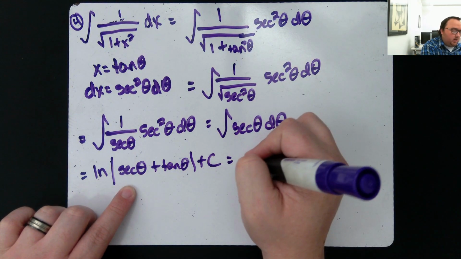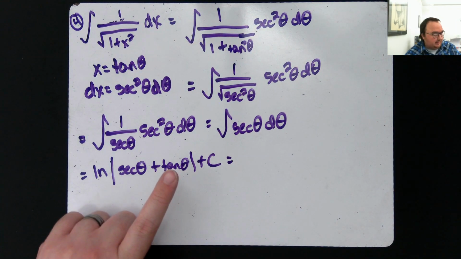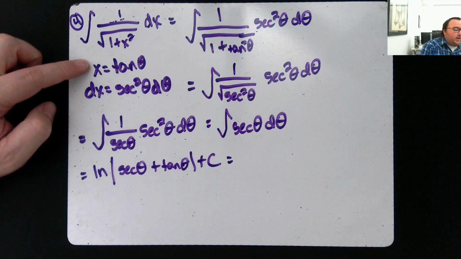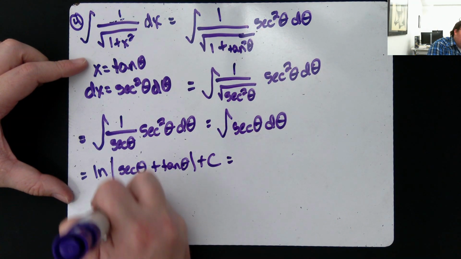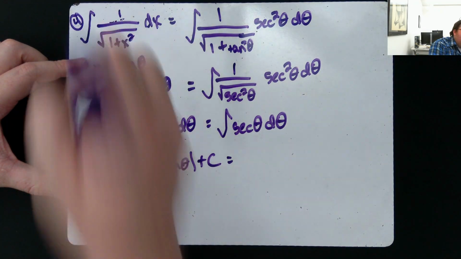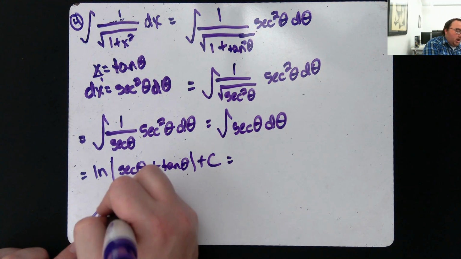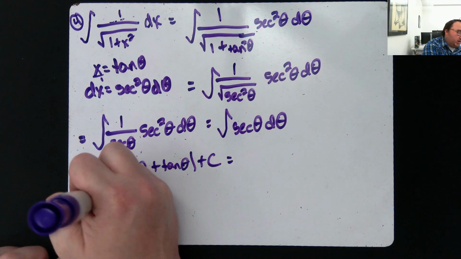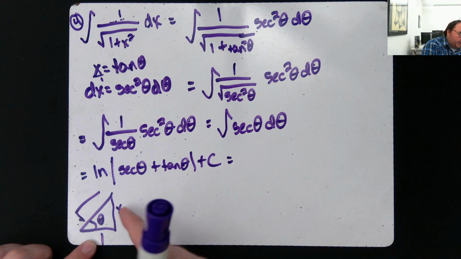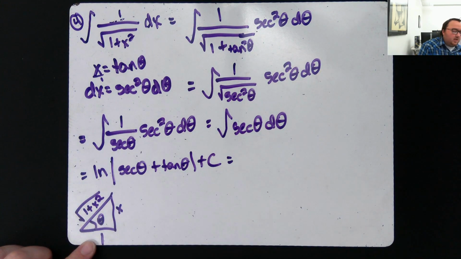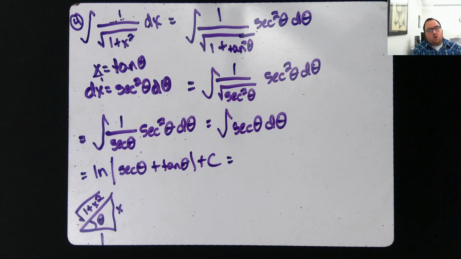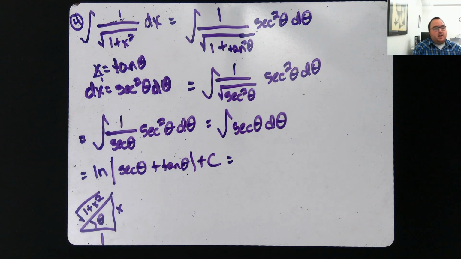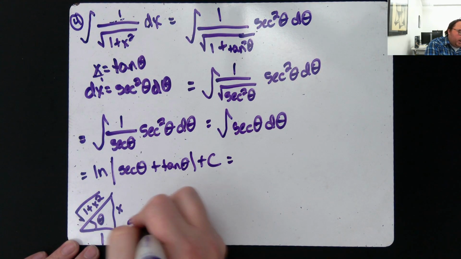Secant theta, we know tangent. So I need to know what secant is. Well, I know tangent is equal to x, which again is like doing x over 1. Tangent is opposite over adjacent, which means my hypotenuse would be the square root of 1 squared plus x squared, so 1 plus x squared. Secant is hypotenuse over adjacent. Hypotenuse over adjacent would just be the square root of 1 plus x squared.